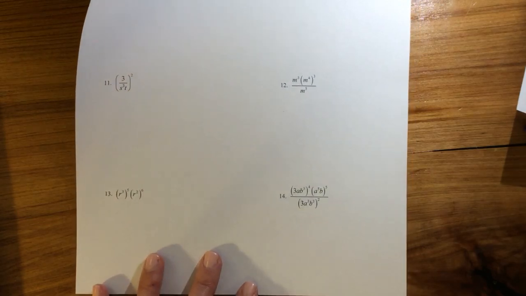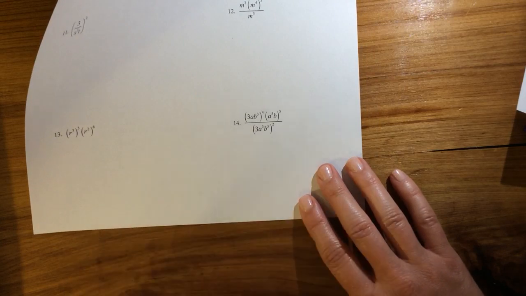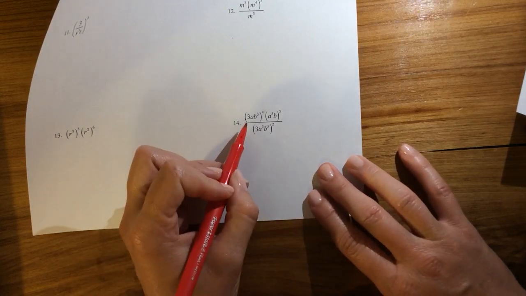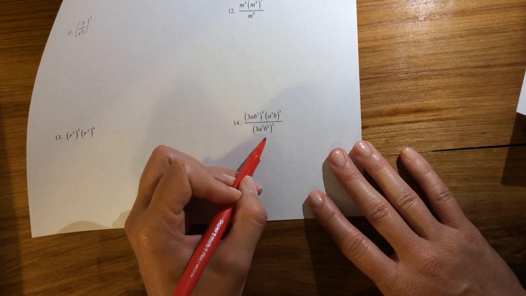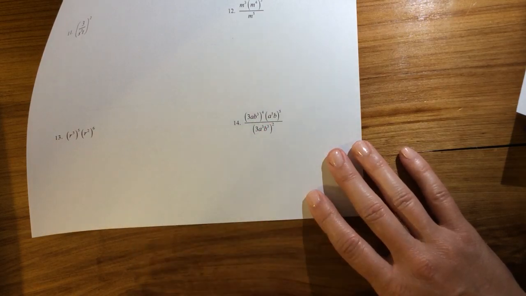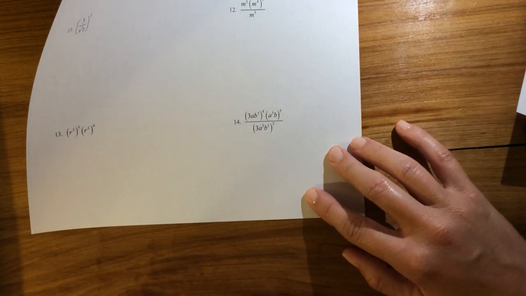So 14, let me make sure I'm on screen. All right, yep. 14, I've got 3, 3, A, B, B, B. Okay, so I've got 3's and A's and B's everywhere. So I know that there's going to be some reducing happening.